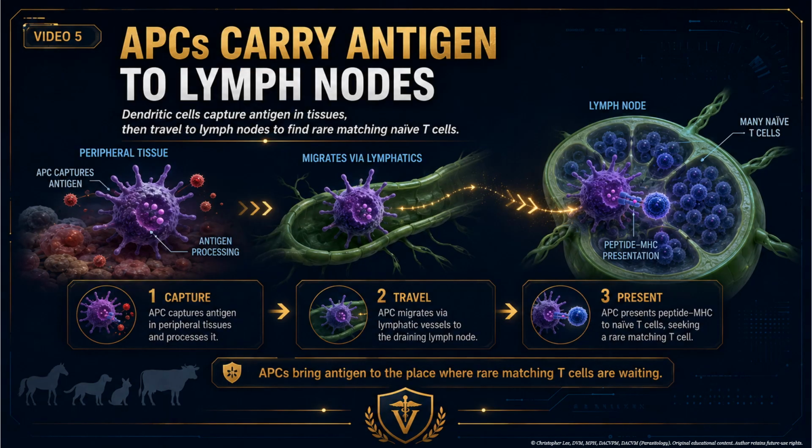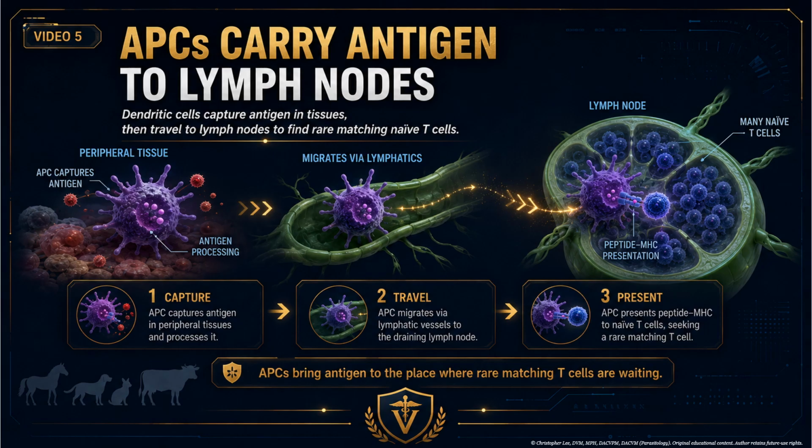Where does that search happen? A major site is the lymph node. Dendritic cells and other antigen-presenting cells capture antigen in peripheral tissues. They process that antigen into peptide fragments and load those peptides onto MHC molecules. Then they migrate through lymphatic vessels to the draining lymph node. That matters because lymph nodes are the meeting places. They bring together antigen-presenting cells and a large number of naive lymphocytes. The APC is essentially carrying evidence from the tissue to the place where rare matching T cells are waiting.